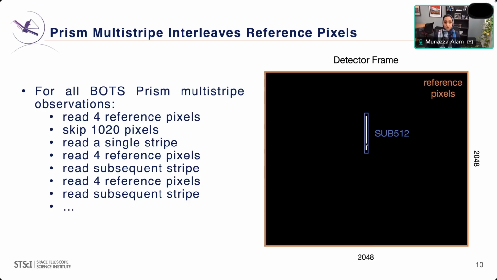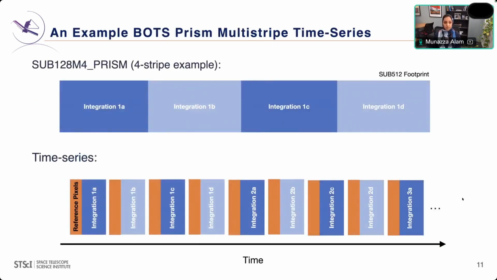At the end of the width of that stripe, we'll hop back down, read 4 reference pixels, hop back up to the edge of the subsequent stripe, read that stripe, hop back down, read the 4 reference pixels, hop back up, read a subsequent stripe, and so on. What this means is your time series is going to have a bit of a non-standard format.